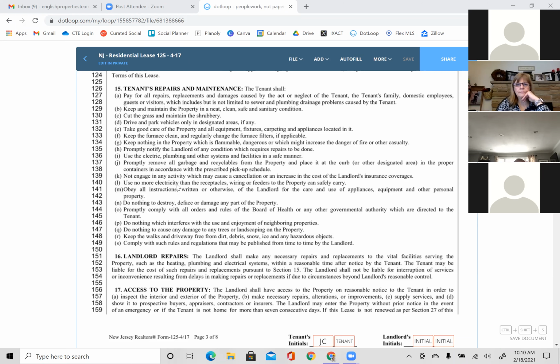They should be using the electricity and the receptacles the right way. So not overloading, say, an outlet with something. That way they don't cause any kind of fire, any kind of electrical outage. If there's any instructions or manuals that they should be following for the appliances, equipment, anything else for the property. For condo associations, you'll have bylaws, right? They should be following all of those.